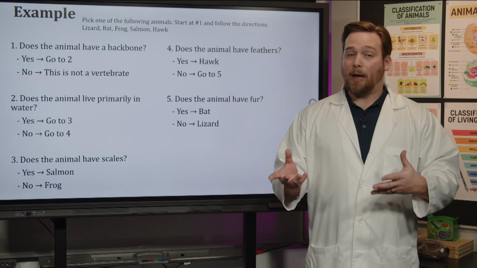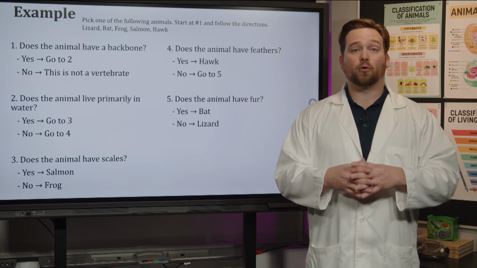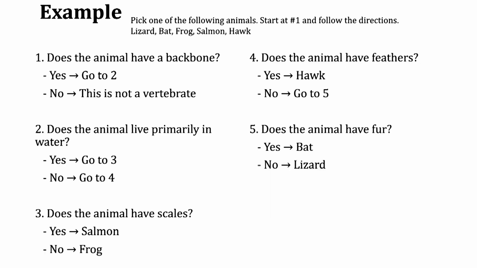A lizard is a reptile, and reptiles do not live primarily in the water. So here we'll go to option 4. We're just going to skip 3 because that's what the directions tell us to do. Number 4 says, does the animal have feathers? If it does have feathers, that would tell us that it's a hawk, but lizards do not have feathers, so we're going to go to number 5 instead.